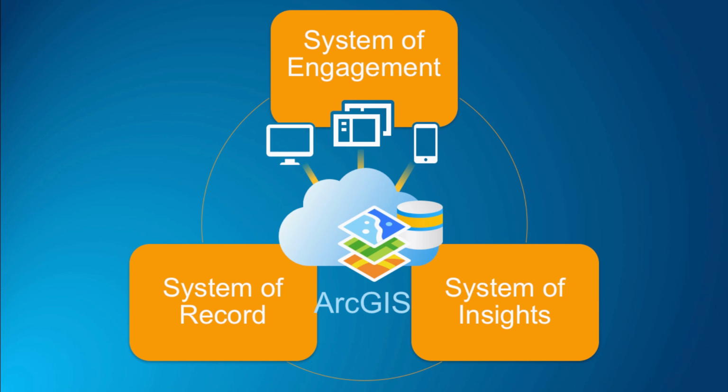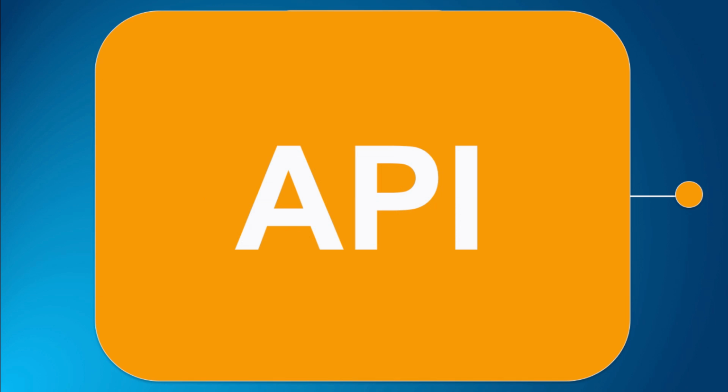But at the heart of ArcGIS, it's a system of record. It is the system that stores your geospatial information, your historic data, your asset information, that you have come to bank on time and time again. But it's also a very large API. You can think of ArcGIS as a very, very large API. And this is really exciting from a development point of view because you can programmatically access a lot of functionality that's available within ArcGIS.